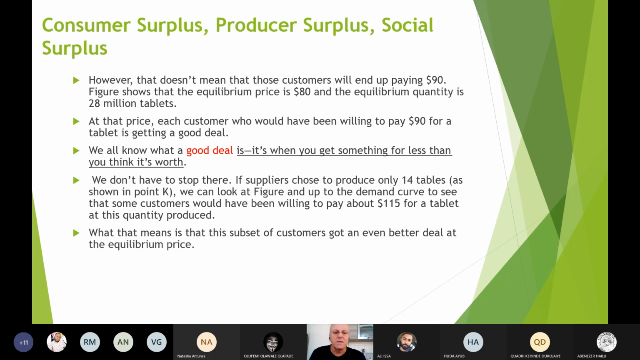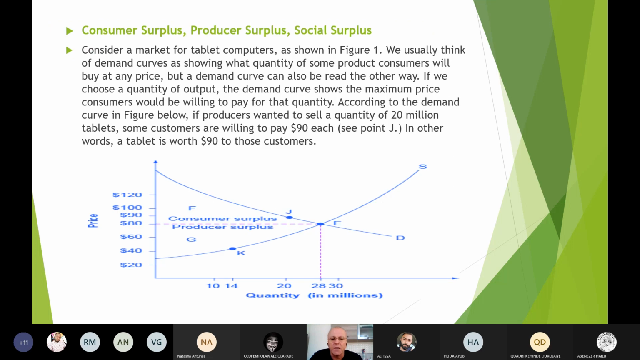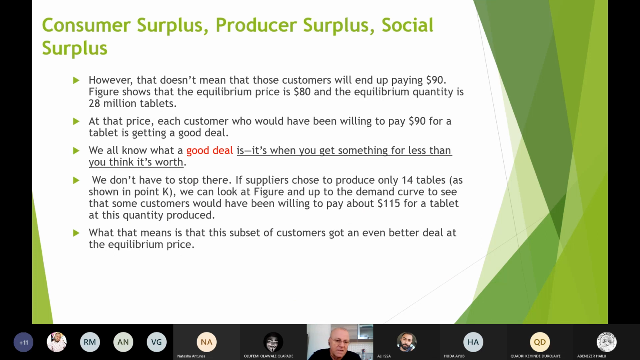However, that doesn't mean those customers will end up paying $90. As shown on the figure, the price is reduced to $80, and the equilibrium quantity is 28. As you see now, we are securing this equilibrium price, where 28 units are sold by the producer, and consumers prefer to buy the same quantity at $80. This is the equilibrium price, where quantity supplied and quantity demanded meet.